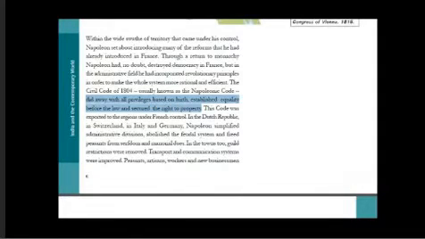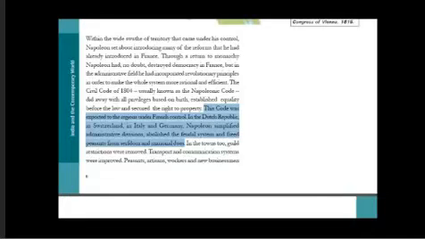Okay, so here it says, page number 6, first line: within the wide swath of territories that came under his control, Napoleon set about introducing many of the reforms that had already been introduced in France. Okay, what he introduced in France, he tried to introduce in other countries also. Through a return to monarchy, Napoleon had no doubt destroyed democracy in France. So please underline this line.